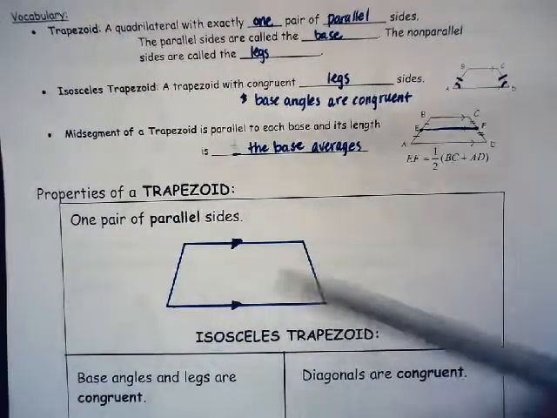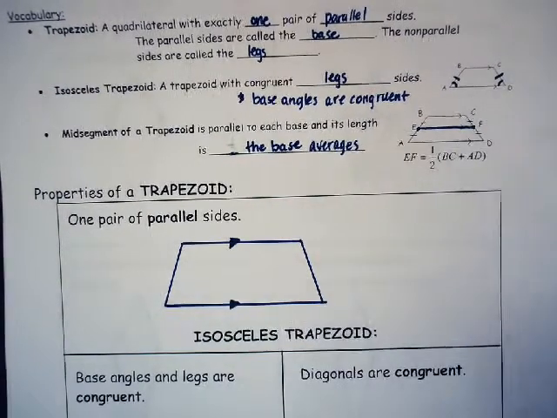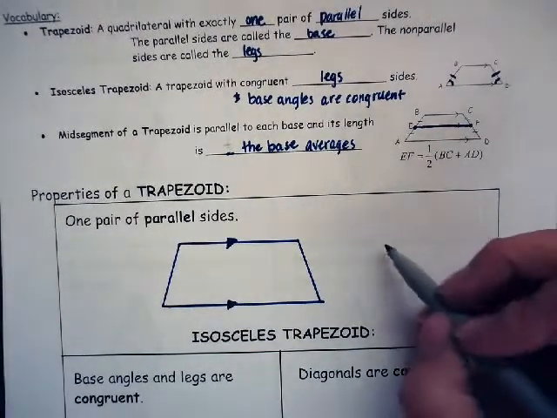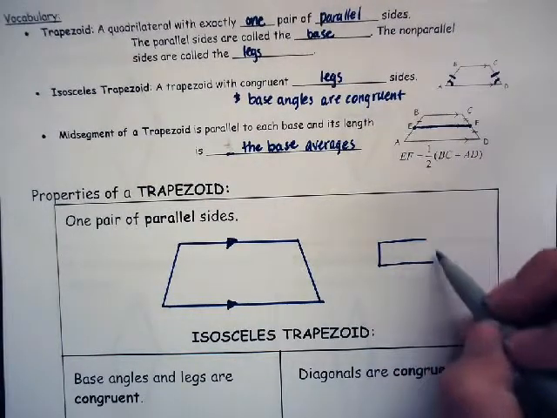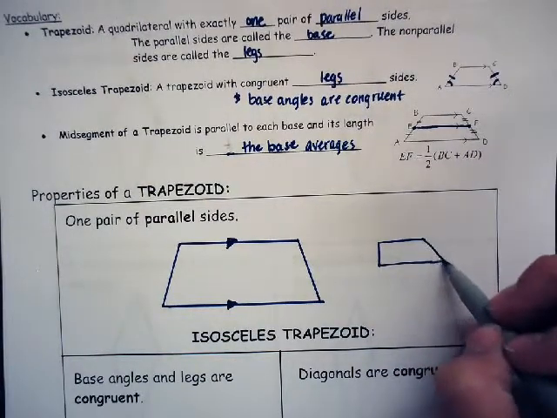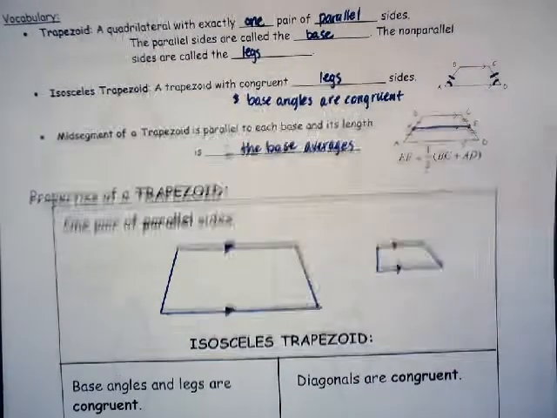So a trapezoid has one pair of parallel sides and only one pair of parallel sides. This one looks like a nice little trapezoid, but a trapezoid can also look something like this. It just has to have one pair of parallel sides.